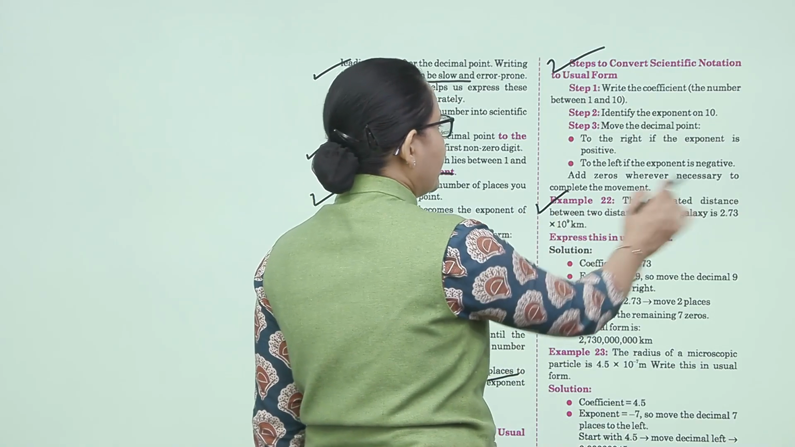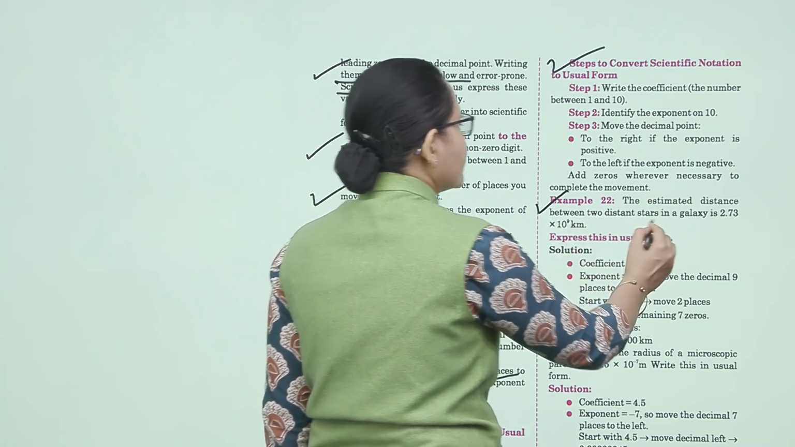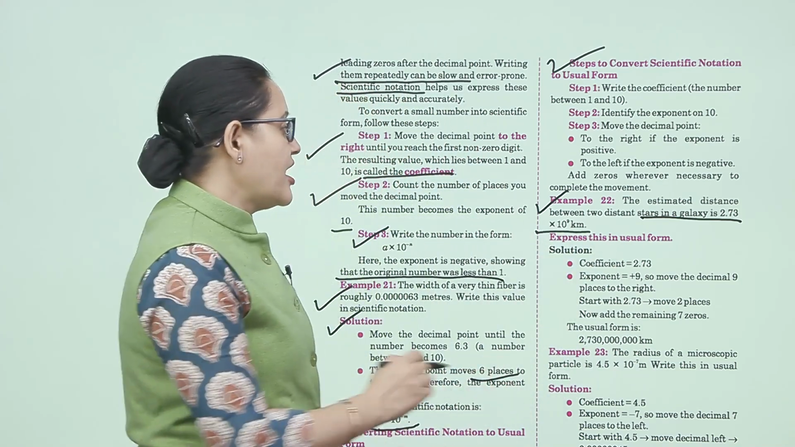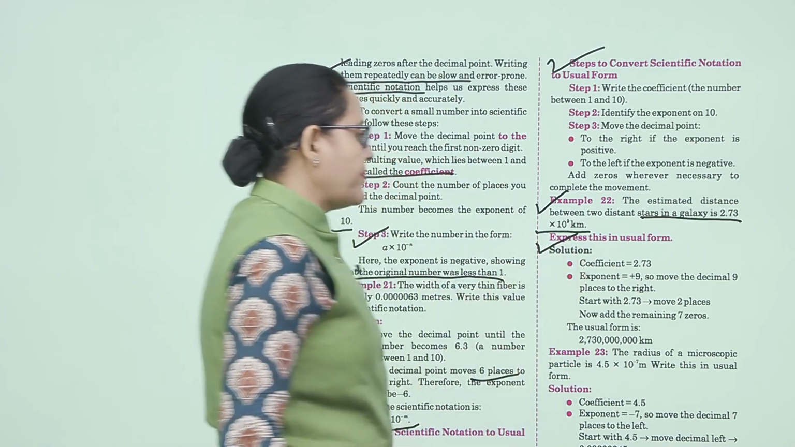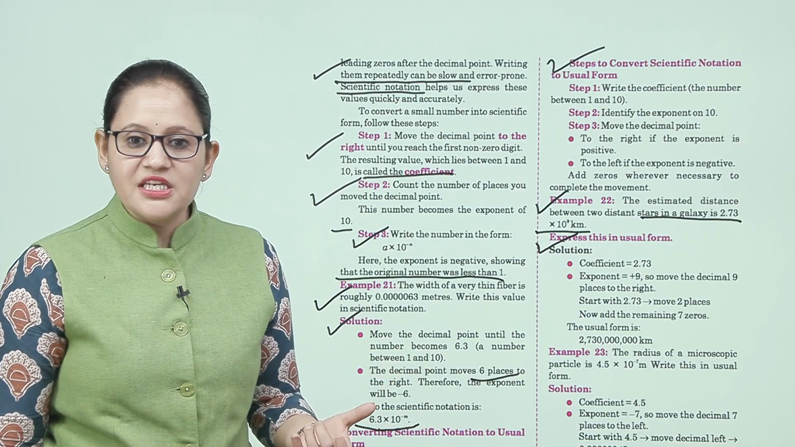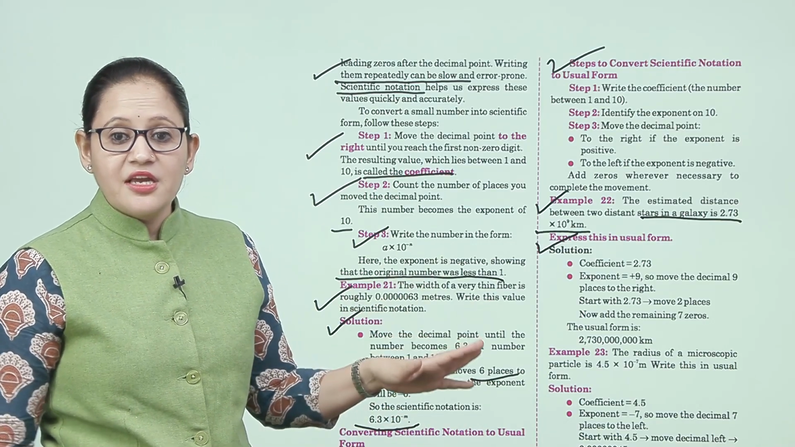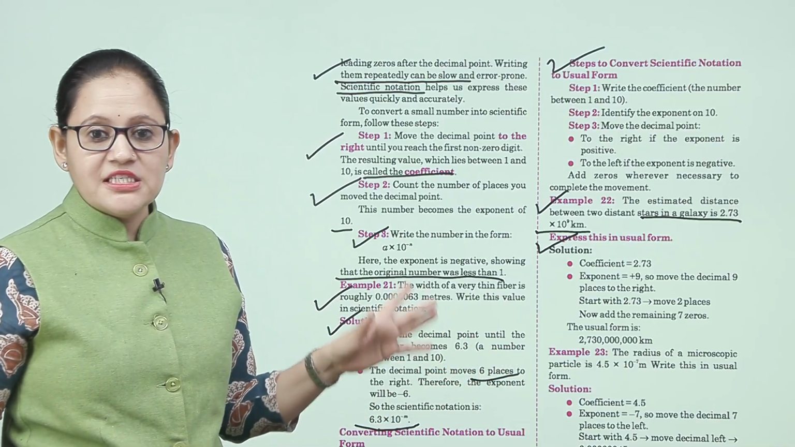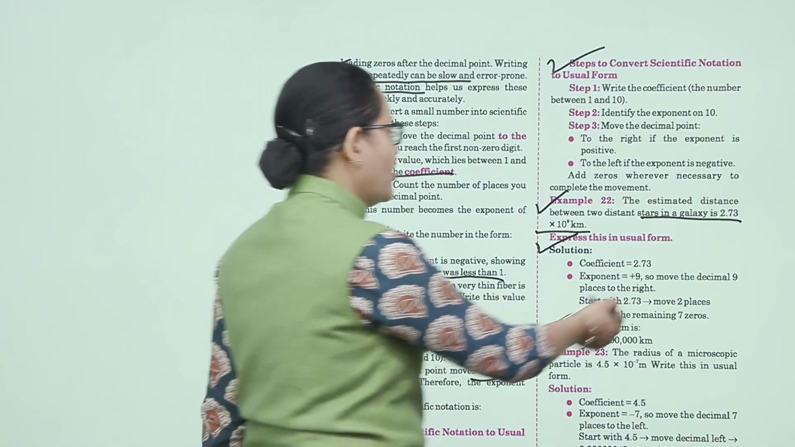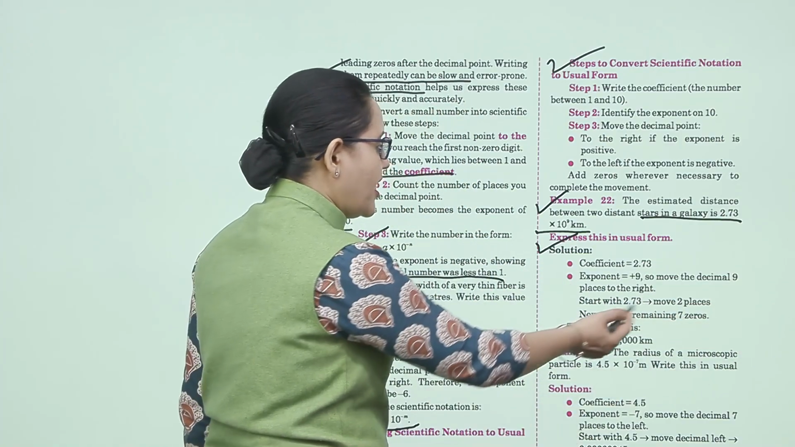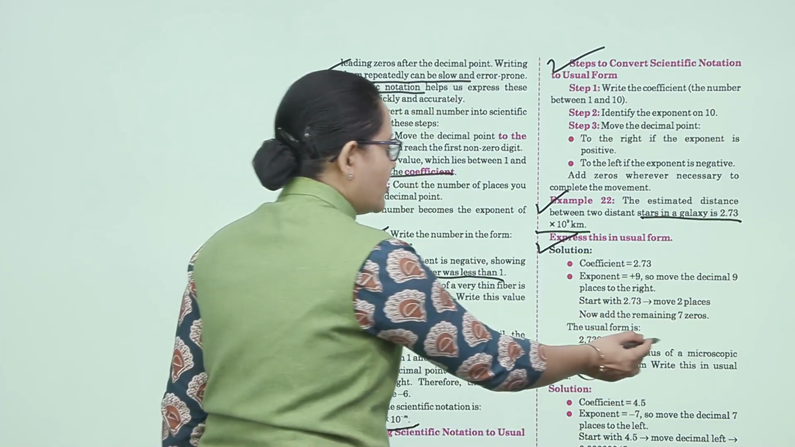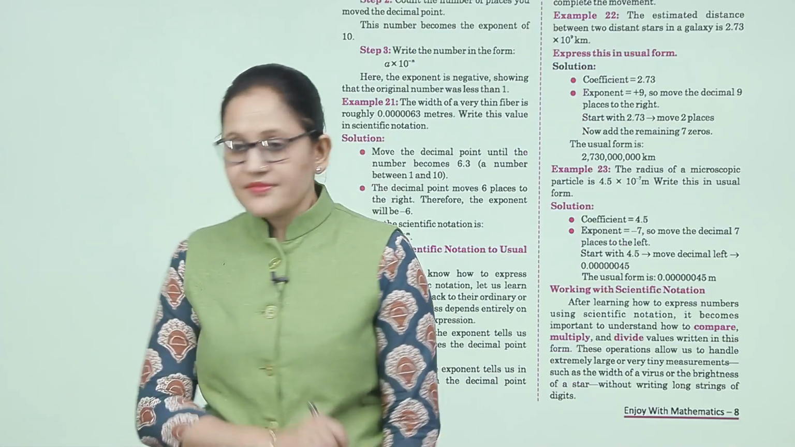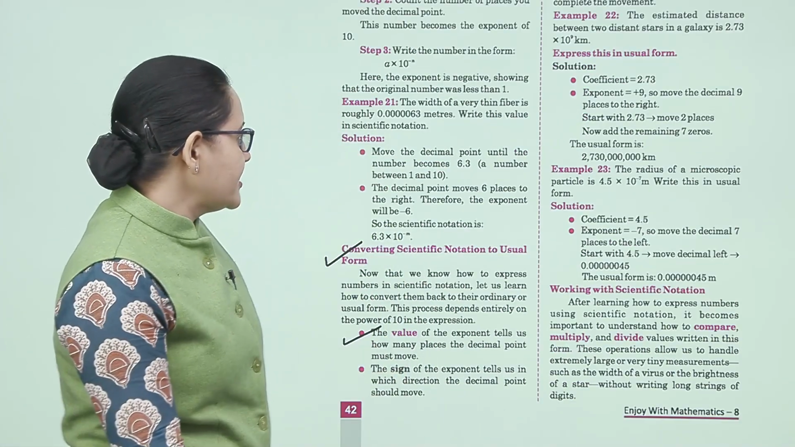Let's take an example here. The estimated distance of a star is 2.73 times 10 to the power 9 km. Now we have to express it in usual form. Here the coefficient is 2.73 and the exponent is positive 9. This means move the decimal 9 places to the right. Start from 2.73. Move 2 places. Now add the remaining 7 zeros. So this will be our answer. Clear? Practice all the examples.